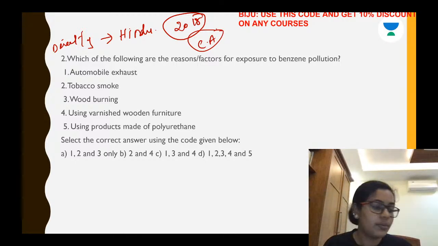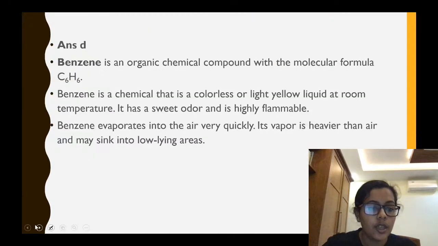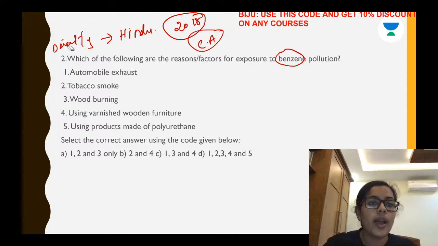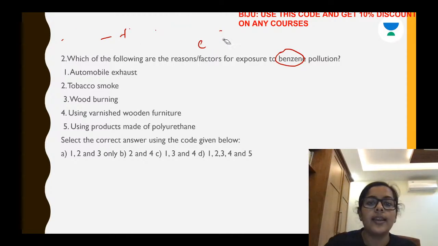Or what you have to do is go for the options. You don't know what benzene is and how to answer it. Simple. Going through the options, you can answer it. How to answer it through the options will be seen like this. What is it? Benzene pollution.